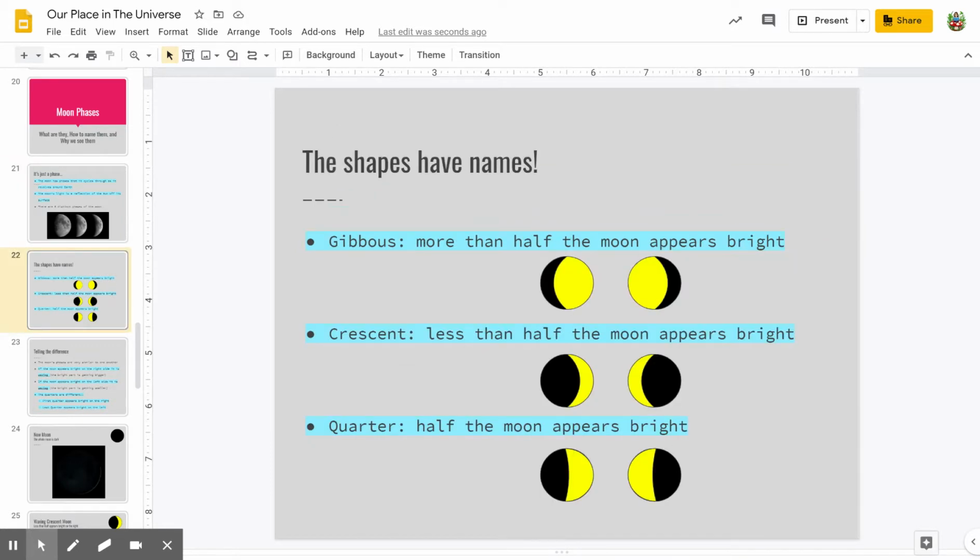All right? So, now, the different shapes that we can see have names. If more than half of the moon is bright, just like on these first two, we call it a gibbous-shaped moon. Now, if less than half of the moon is bright, we call it a crescent moon. Okay? So it is a crescent shape. And the last type of moon we talk about is a quarter moon. Now, I know that's half of the moon that's bright, but we're also only seeing half of the moon. So this bright piece right here ends up being a quarter of the entire moon. So if half of the moon is bright, we call it a quarter-shaped moon.